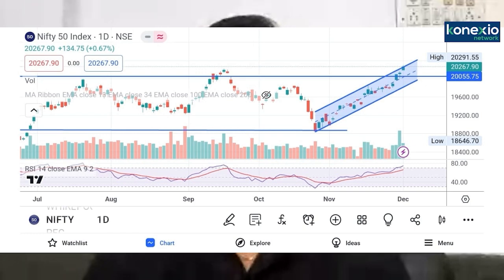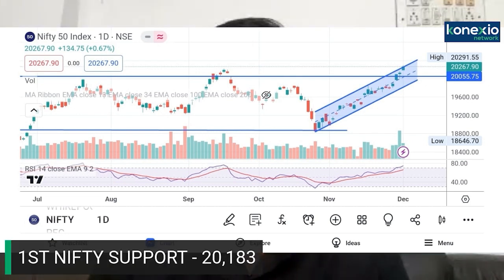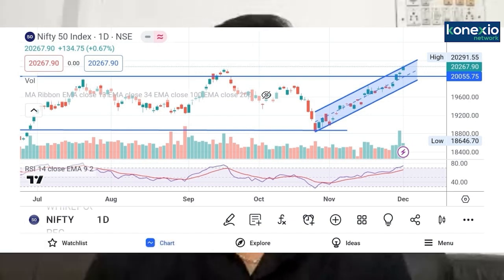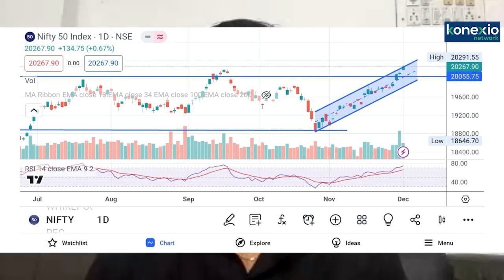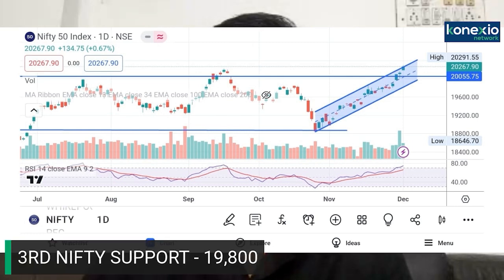So friends, let us discuss the important support and resistance levels in Nifty for the next week. The first support in the Nifty is placed at 20,183. Below that, the second support is placed at 20,015, and below that, the third support is placed at around 19,800.